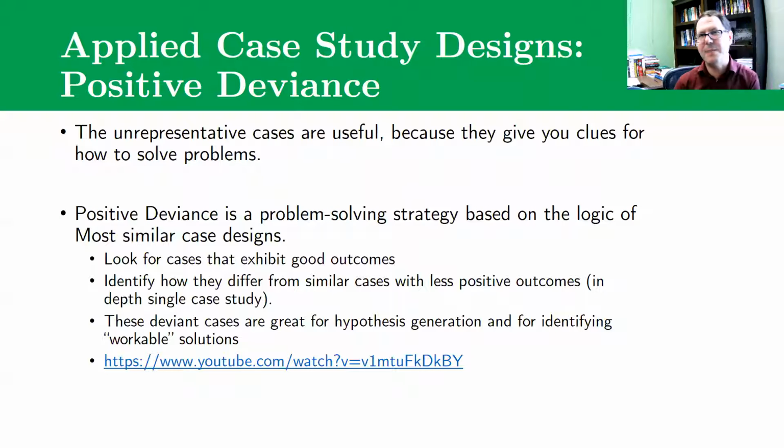And then I've got one more example of this, the comparative method logic being used in an applied way. And this is the idea of positive deviance. And this is something that emerged in the 1970s. It was developed by a couple, they were Peace Corps volunteers in Vietnam, and they were tasked with addressing, I think, child malnutrition in villages in Vietnam.